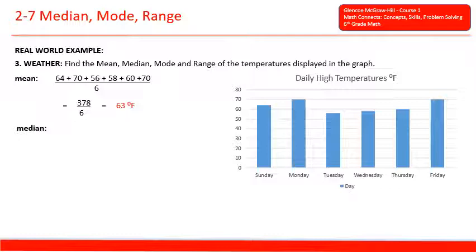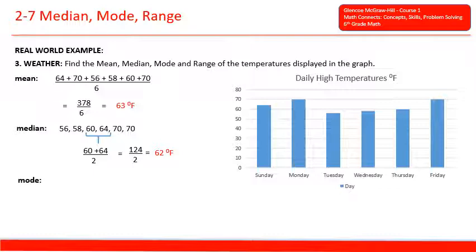And then the median, if we count the data, there's 6. So that means we can't just pick a middle number. We're going to have to select the 2 middle numbers and take their mean. So 60 plus 64 is 124, divided by 2. So the median is 62 degrees Fahrenheit. So it's very close to the mean.